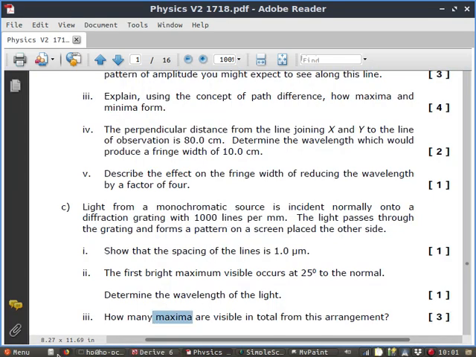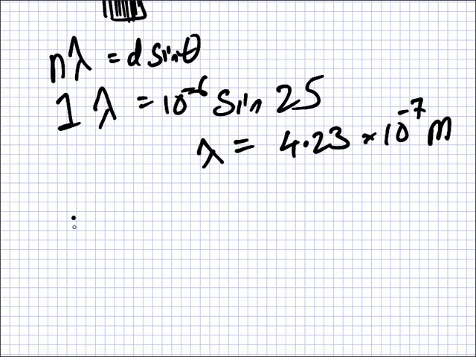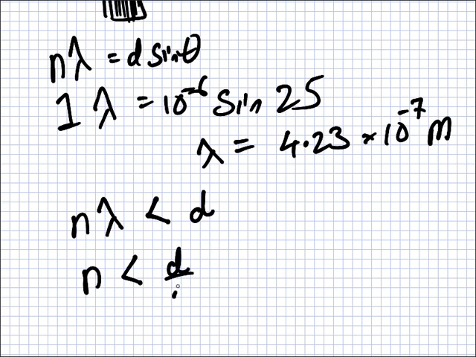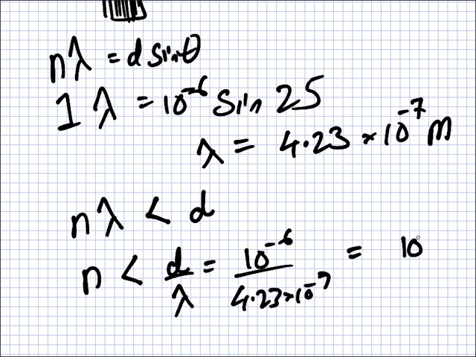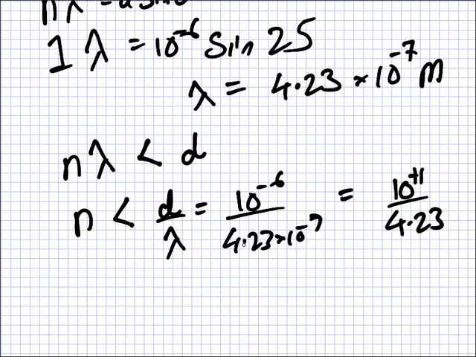How many are visible? So this one here, you use the formula n lambda is less than d. So that means n is less than d over lambda, which equals 10 to the minus 6 over 4.23 times 10 to the minus 7, which equals 10 to the minus 1 over 4.23. No, 10 to the plus 1. No, stop. You don't need the calculator because this will be 2 point something, won't it? Will it be 3? Will it be at least 2? Yeah.